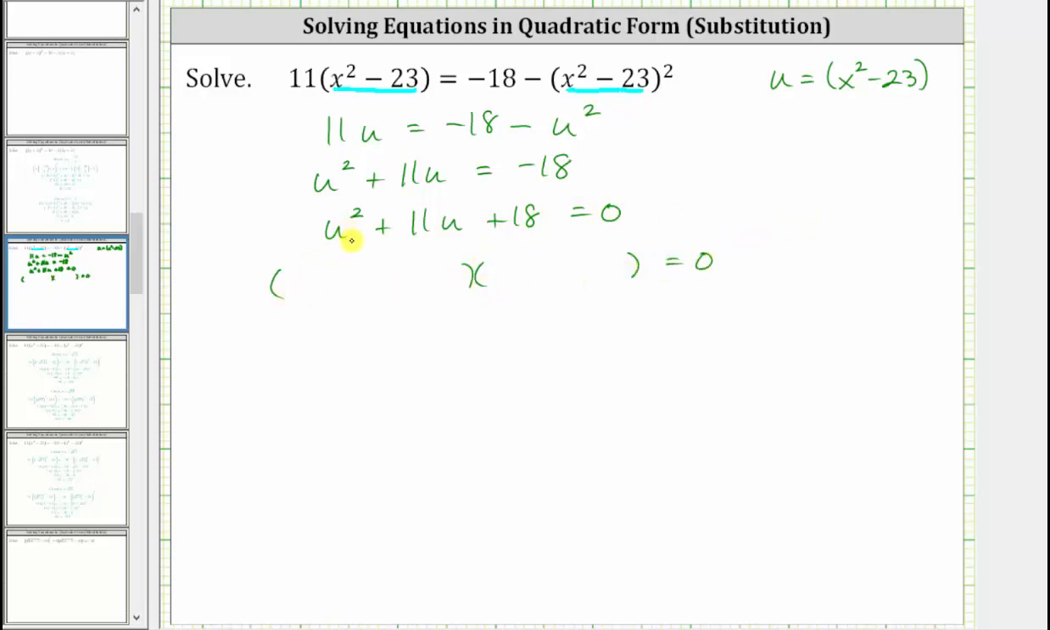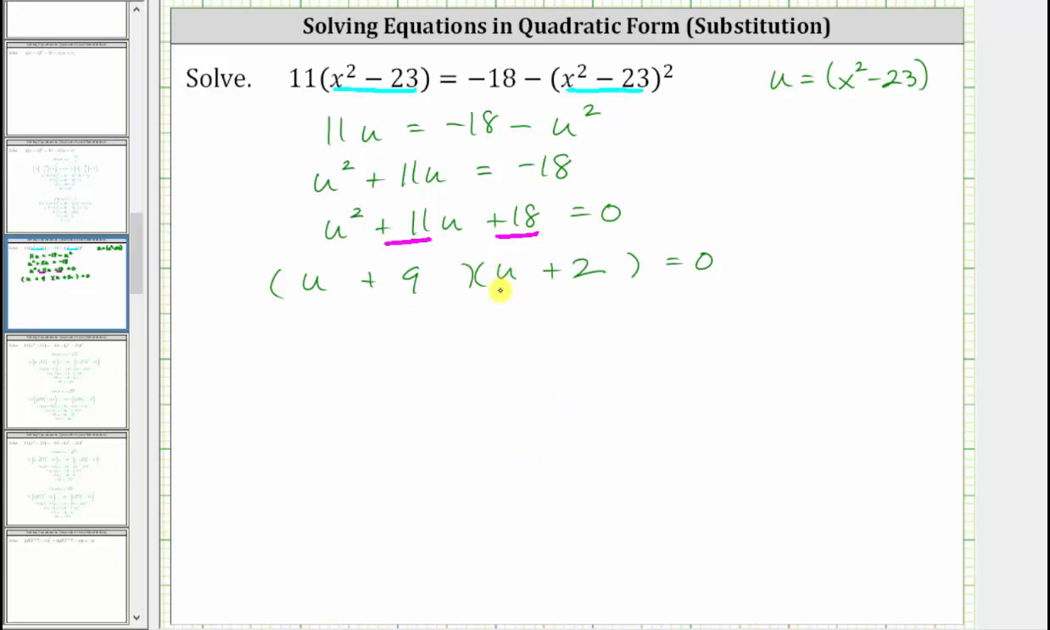The first term is u squared, which is equal to u times u, and the terms in the second positions will be the factors of positive 18 that add to positive 11. And because 9 times 2 is equal to 18, and 9 plus 2 is equal to 11, the two factors we need are positive 9 and positive 2, which means one binomial factor is u plus 9, and the other is u plus 2.